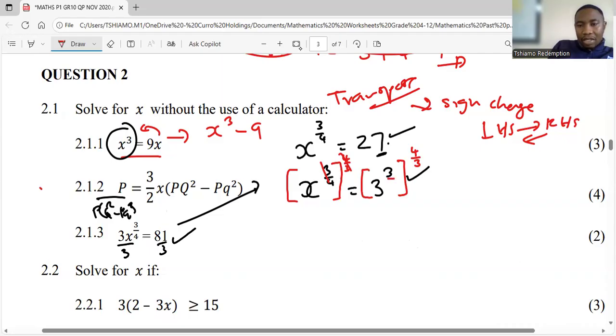And then what about this one? This 3 is the same as 3 over 1, so this will also cancel, and you're left with 3 to the 4, which is 81. So x is 81.